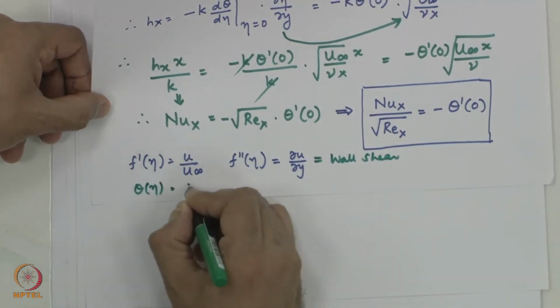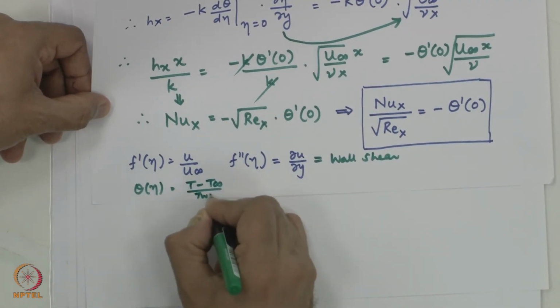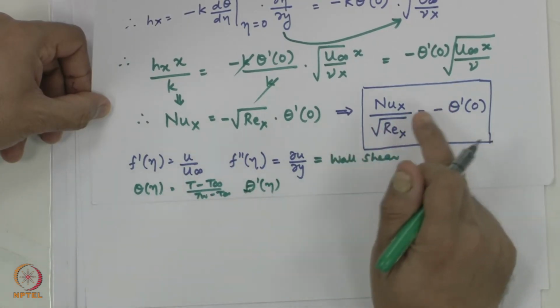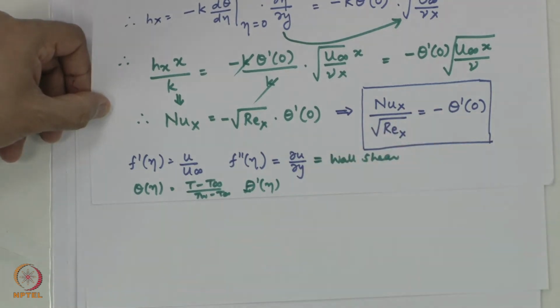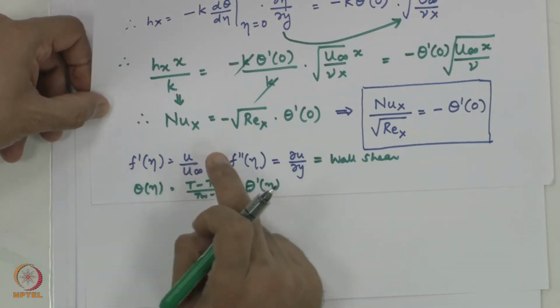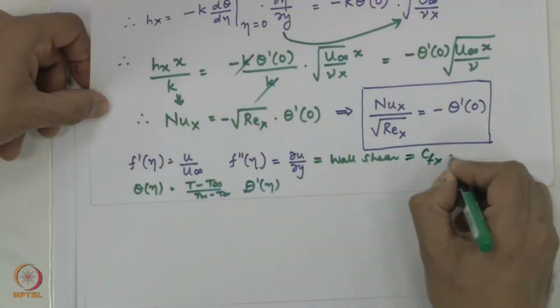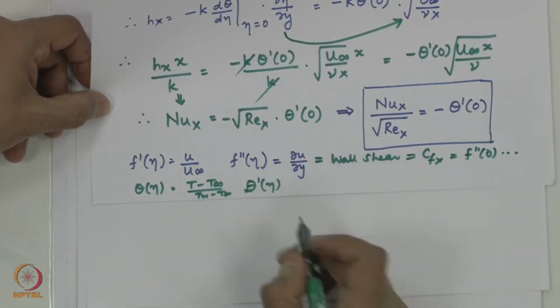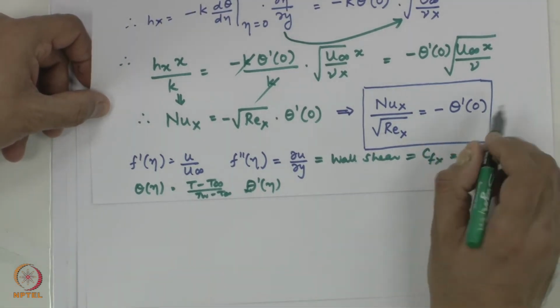Theta is (T minus T infinity) by (T wall minus T infinity). Theta prime of eta is nothing but the Nusselt number. Because the derivative was defined as velocity, f prime was the velocity, we got f double prime, which was obtained for Cfx. Cfx was obtained this way, na? It is a function of f double prime, with Reynolds number dependency. Here you have theta prime. So it follows the logic very beautifully, and now we define the Stanton number.